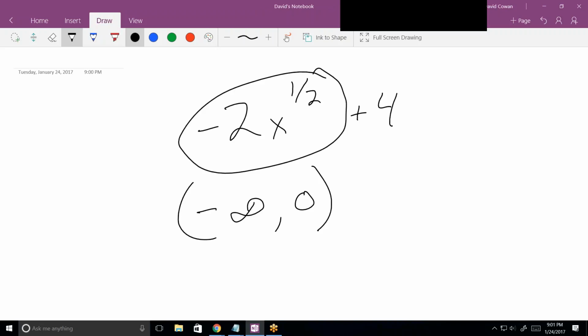There's no way to make what I have circled positive. For it to be positive, this would have to be positive, and this can't be positive, x to the 1/2. That's always negative. In order to make what I have circled positive, I would have to be able to make x to the 1/2 negative, and I can't do it. So the range on this part is negative infinity to 0, which means the range on the entire part is negative infinity to 4.